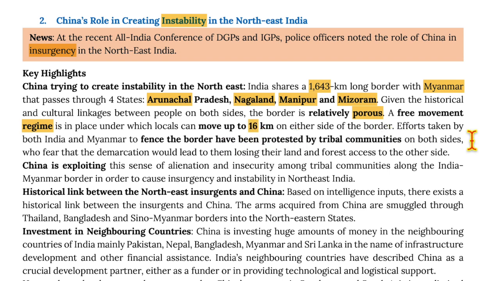of the border. Efforts taken by both India and Myanmar to fence the border has been protested by tribal communities on both sides, who fear that the demarcation would lead them to losing their land and forest access to the other side. Now, China is exploiting this sense of alienation and insecurity among the tribal communities along the India-Myanmar border in order to cause insurgency and instability in the northeast India. Historical links between the northeast insurgents and China. Based on intelligence input, there exists a historical link between insurgents and China. The arms acquired from China are smuggled through Thailand, Bangladesh, and Sino-Myanmar borders into northeastern states.